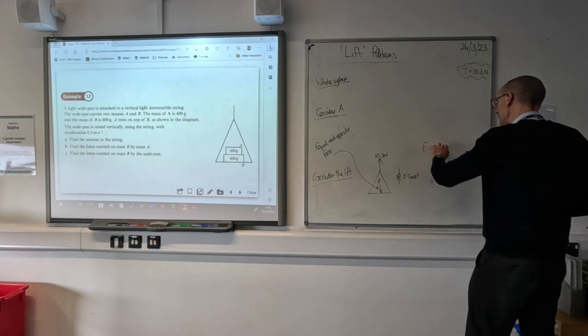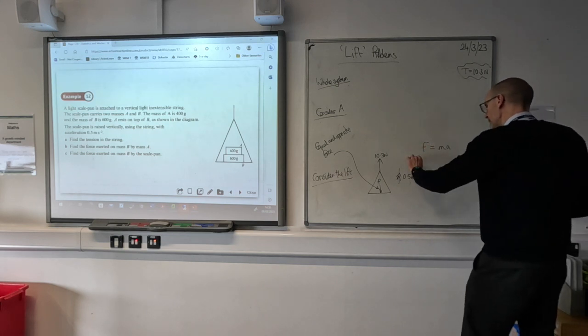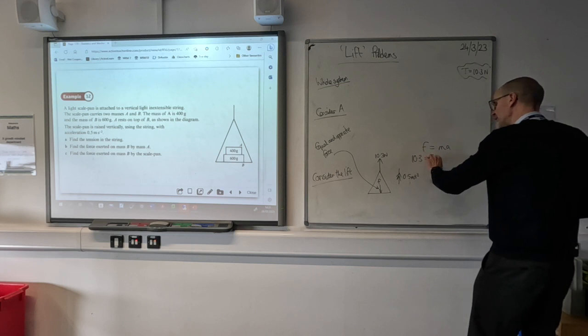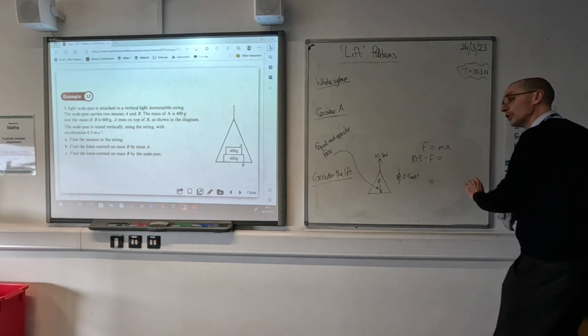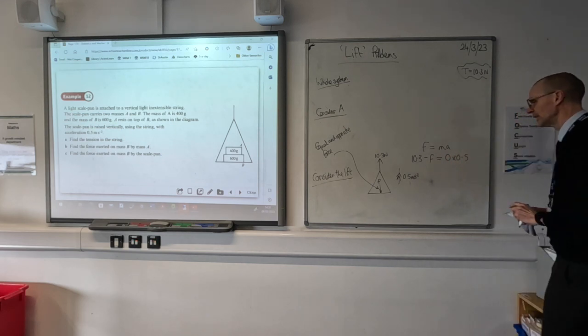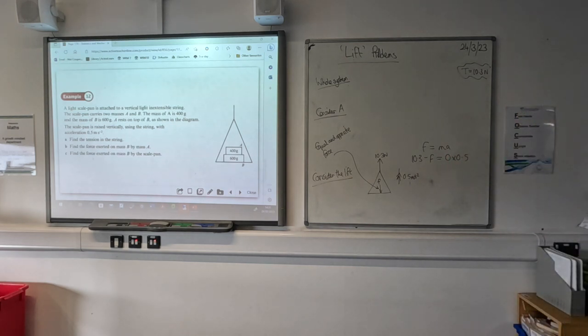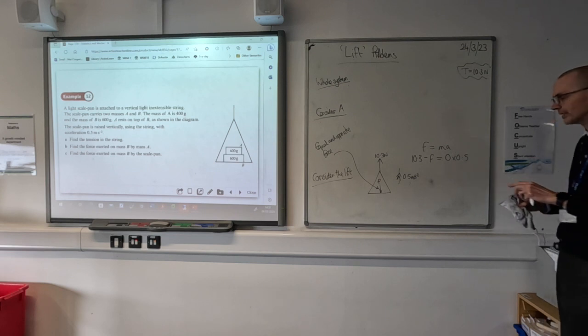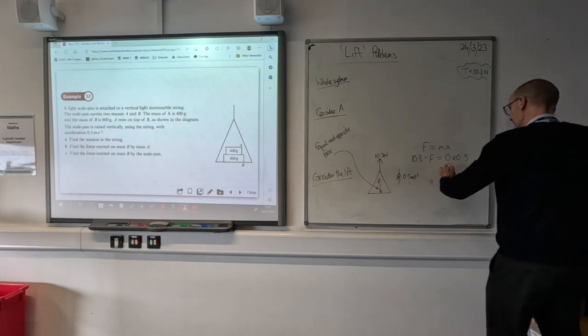I've got F equals ma, force going up 10.3 minus the force pushing down, F, is equal to the mass, which is 0, times 0.5. So that means the force pushing down is just 10.3, because that's 0, add F to both sides.